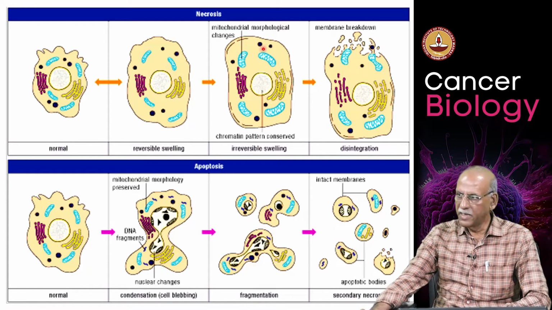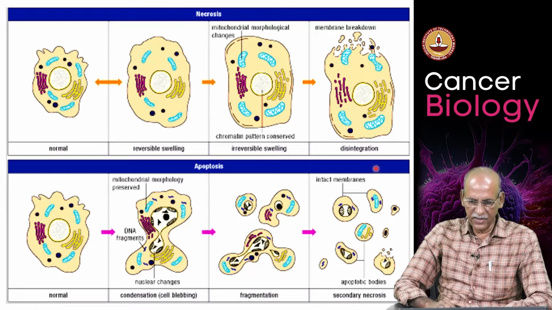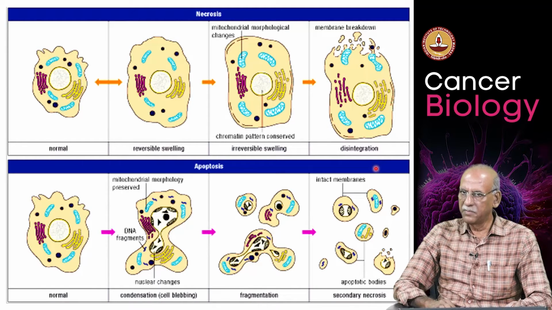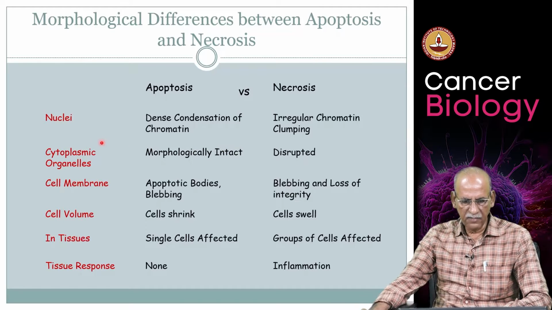So, the chromatin pattern is kind of conserved, mitochondrial morphological changes do happen, reversible swelling happens as opposed to condensation here. So, these are some of the differences, but I have also tabulated the differences. The main difference is there is no inflammation during apoptosis, whereas in necrosis the cells become inflamed. So, that is one of the important things. I have just, for your understanding, shown you some of the major differences between apoptosis and necrosis.